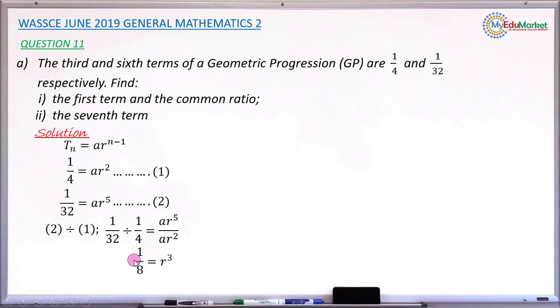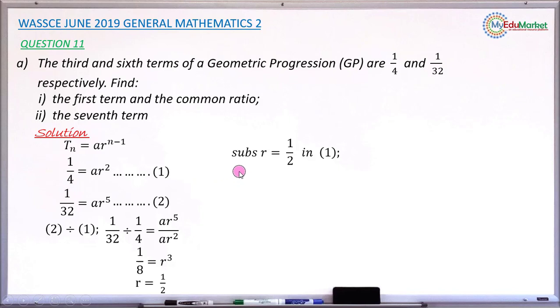So let me just write it. You have 1/8 on the left equals r raised to the power of 3 on the right. To get r, you take the cube root of both sides. Taking the cube root of both sides gives r as 1/2, because the cube root of 1 is 1 and the cube root of 8 is 2. So r equals 1/2. You can now substitute this value of r in either equation 1 or equation 2, and that will enable you to get a, the first term.